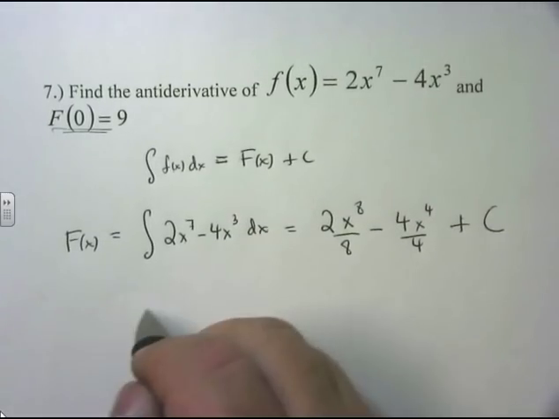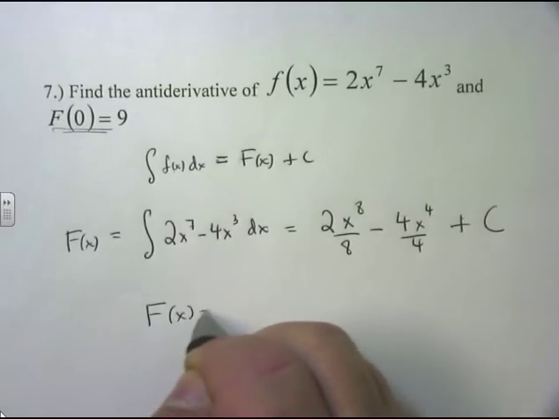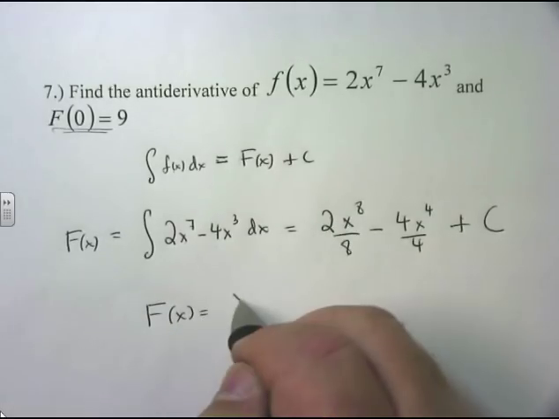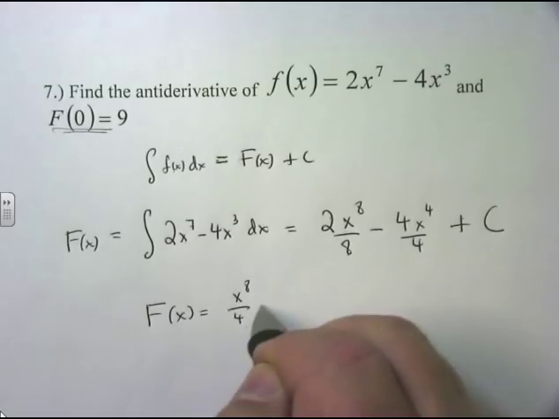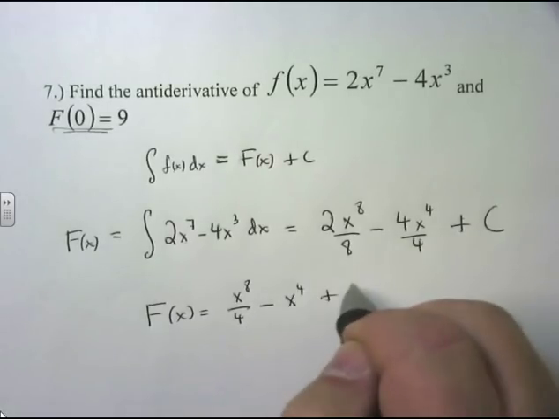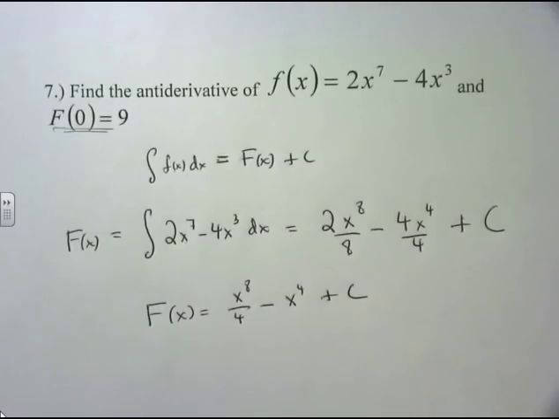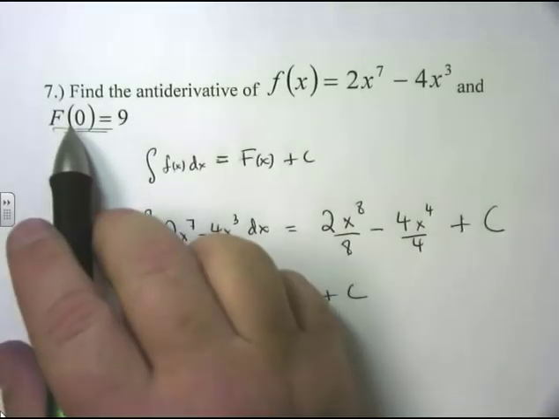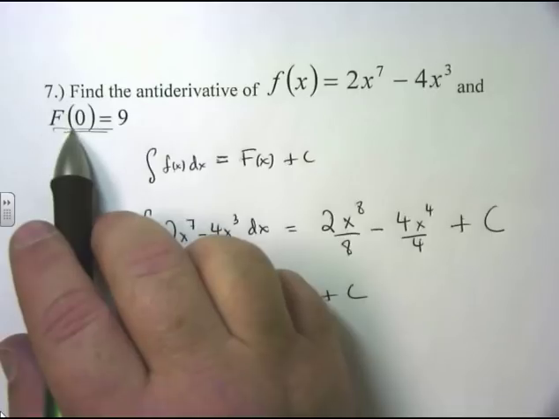You clean it up so you get this. F of x is equal to, well, 2 goes into 8 4 times. That'll be x to the 8th over 4. Minus, here the 4 is canceled. That's just x to the 4th plus c. And there's your answer. But there's this extra little part here, and that's something worth noting.